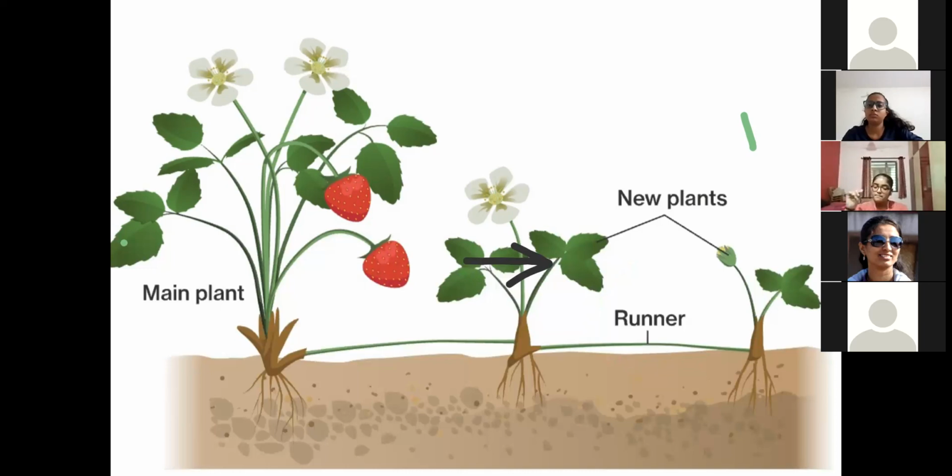Now the second type of vegetative propagation. Runner, remember, is beneath the soil, and we use that term for terrestrial plants. Next, the second one, second example, second type. The second type we call the stolon.